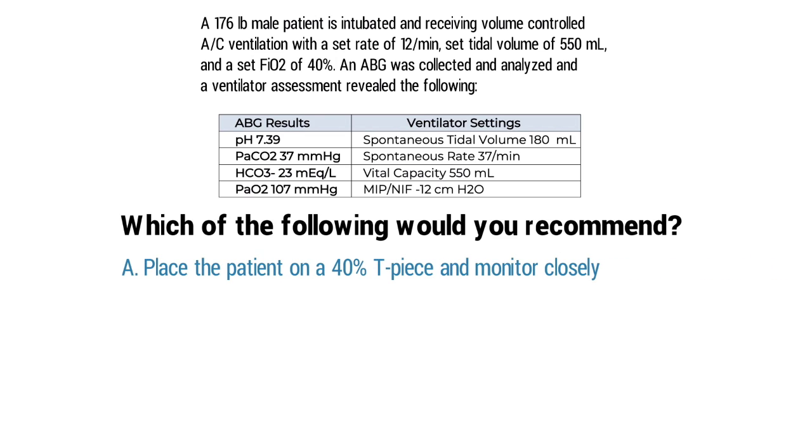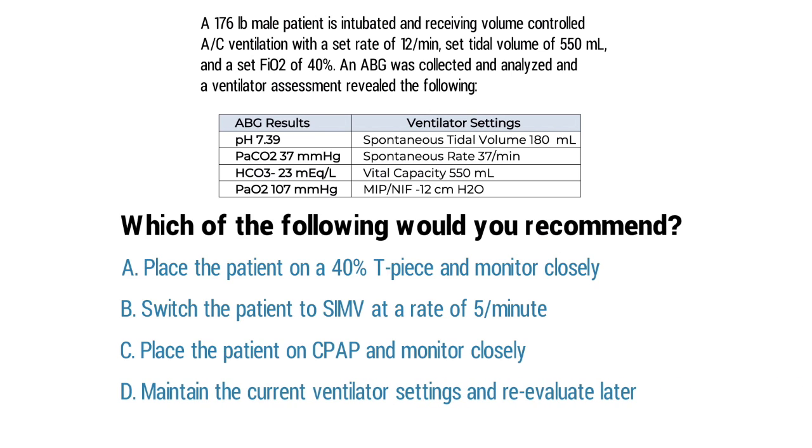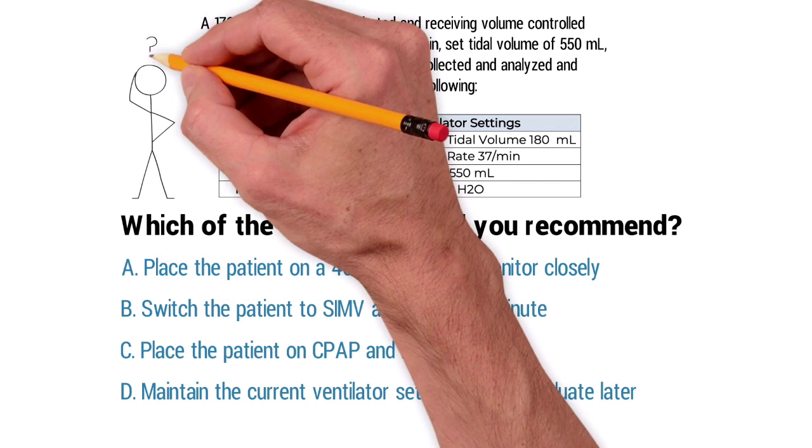A. Place the patient on a 40% T-piece and monitor closely. B. Switch the patient to SIMV at a rate of 5 breaths per minute. C. Place the patient on CPAP and monitor closely. Or D. Maintain the current ventilator settings and reevaluate later. Do you know the answer?